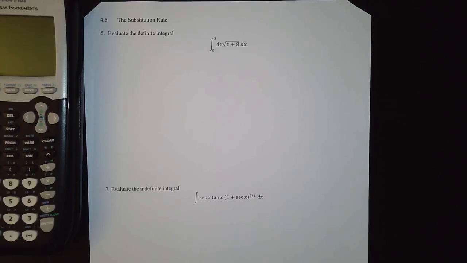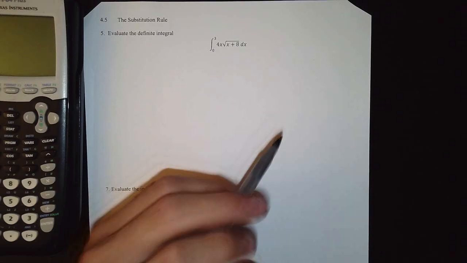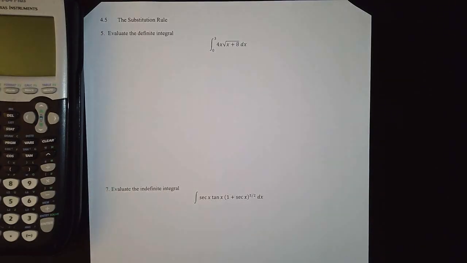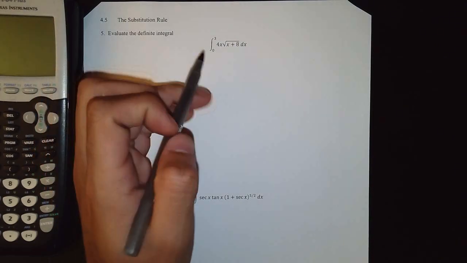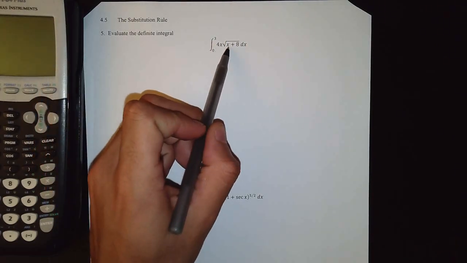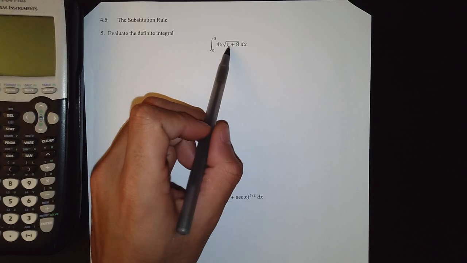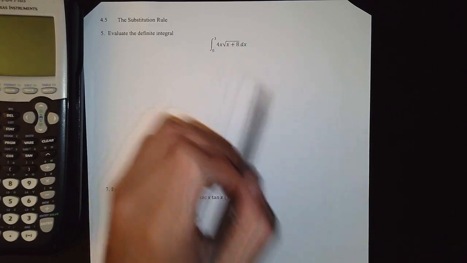4.5, the substitution rule. Problem number 5 says, evaluate the definite integral from 0 to 3 of the product of 4x and the square root of the quantity x plus 8 with respect to x. And so we have to start by recognizing that this is a u sub.